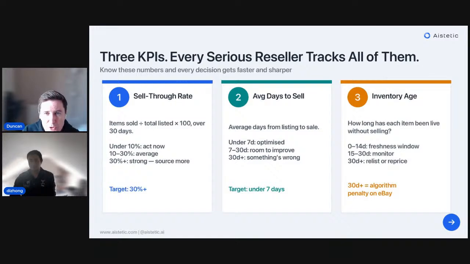And finally, inventory age: how long has each item been live without selling? Again, we look at this continually, on a 7-day, 14-day, and 30-day period. On eBay this is particularly important given the penalty: if it's sitting there for 30 days, it becomes increasingly invisible to buyers, which is not helpful at all when you want to be selling and recycling that capital back into your business. So if there's one screenshot to take of this presentation, I'd probably take this one, if you haven't already.